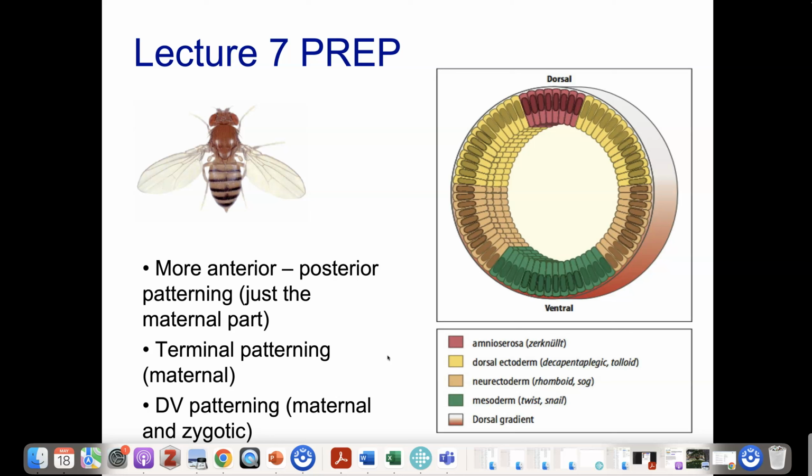And I'm just going to have one quick description of the terminal patterning, because the very tips of the embryo, the anterior-most and posterior-most, have their own special little system for determining and specifying those structures, and then dorsal ventral patterning. And here we'll look at both the maternal part and the zygotic part, so some of the zygotic genes that are expressed in response. It is starting to get a little more complicated, so this is a little bit on the long side.